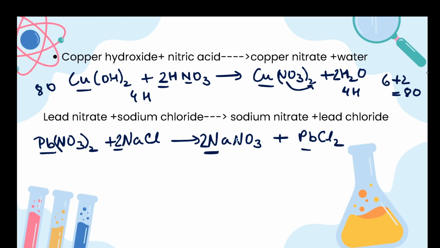Chlorine has also become 2. Here also chlorine is 2. Oxygen is how much? 3 2s are 6 oxygen atoms. And here also 3 2s are 6 oxygen atoms. So the given molecular equation is balanced.